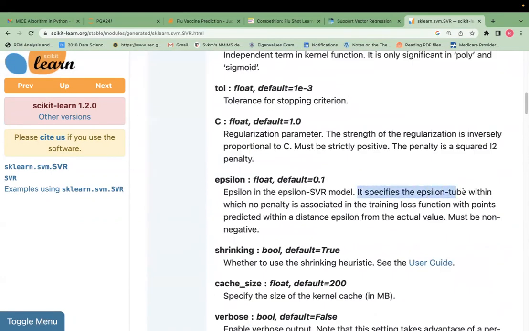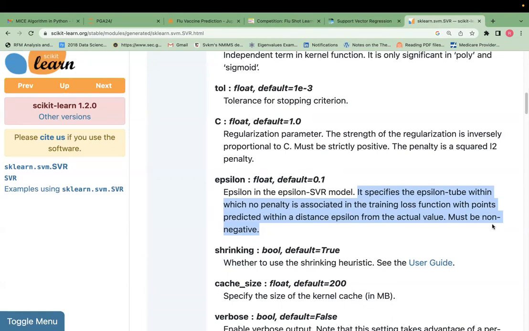It specifies the epsilon tube within which no penalty is associated with the training loss. It must be non-negative. So you can define your epsilon as 10%, 20%. 0.1 means 10%. So for predicted values, plus or minus 10%, you draw a line. Plus 10, minus 10. If everything falls into the epsilon boundary, you will not have errors, right?